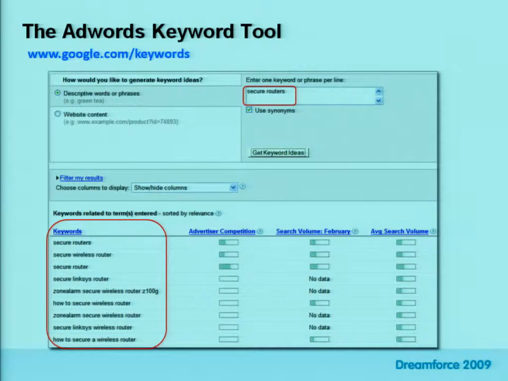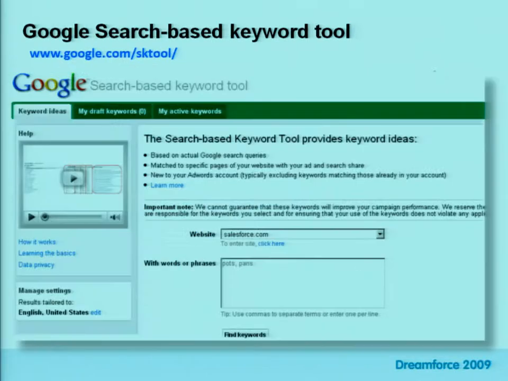You'll get some great information in there. If your main keyword is secure routers, you can get secure wireless routers, you can get Linksys routers, you can get ZoneAlarm routers. If you don't even know where to start, you can also use the Google search-based keyword tool. The search-based keyword tool is brand new to Google.